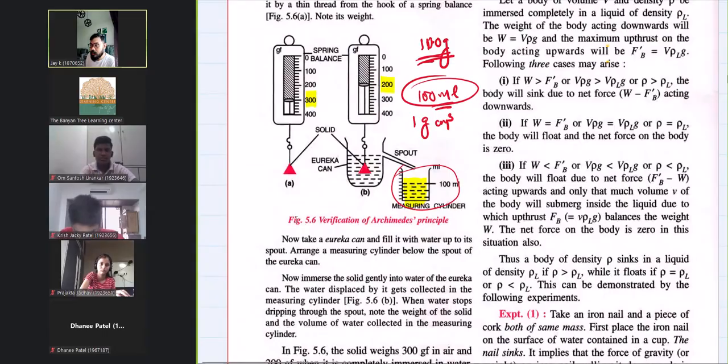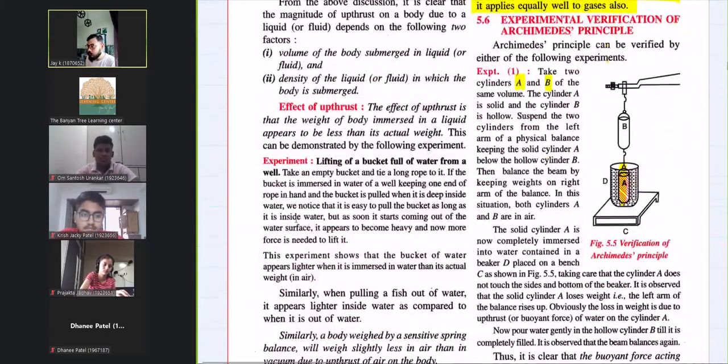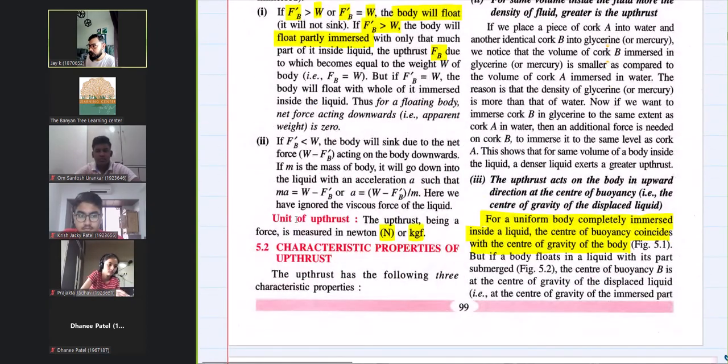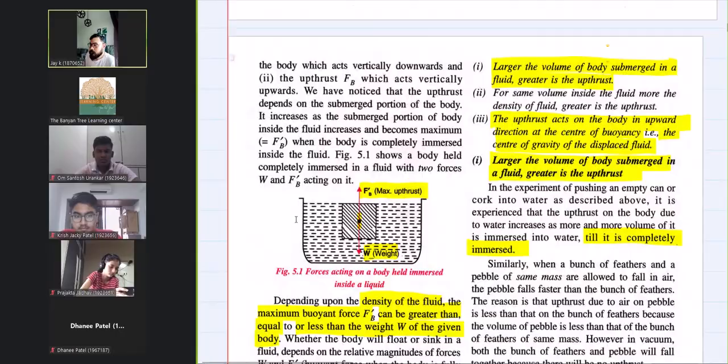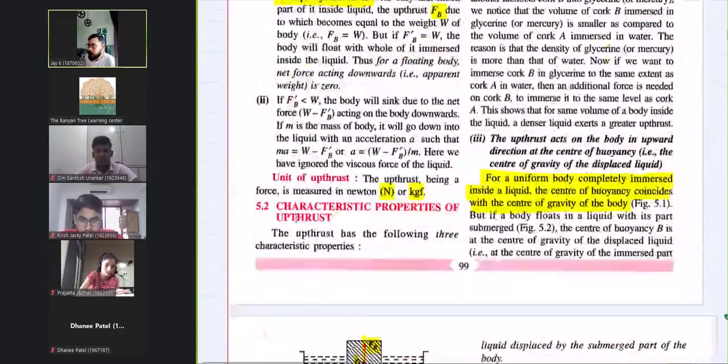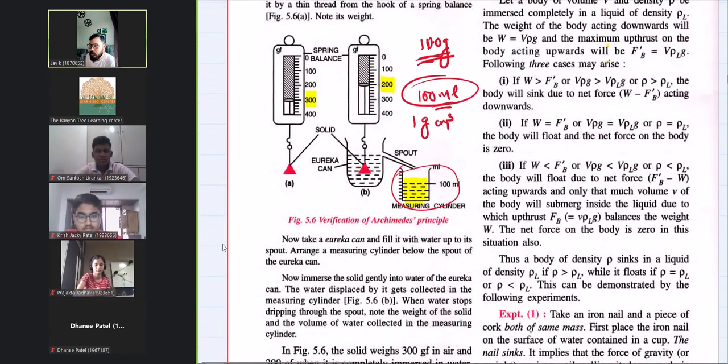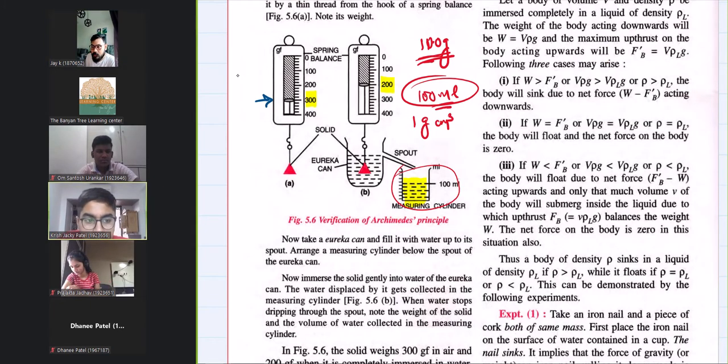Experiment already यहाँ पे describe किया है. There are many experiments in fact. आई थिंक ये वाला एक्सपेरिमेंट तुम कर सकते हो. ये स्प्रिंग बैलेंस पे बॉडी को हैंग किया है, कितना वेट आ रहा है फर्स्ट केस में कितना वेट आ रहा है यहाँ पे? 300 ग्राम. GF या ग्राम्स भी लिख सकते हो. Once it is immersed in water, what is the weight?